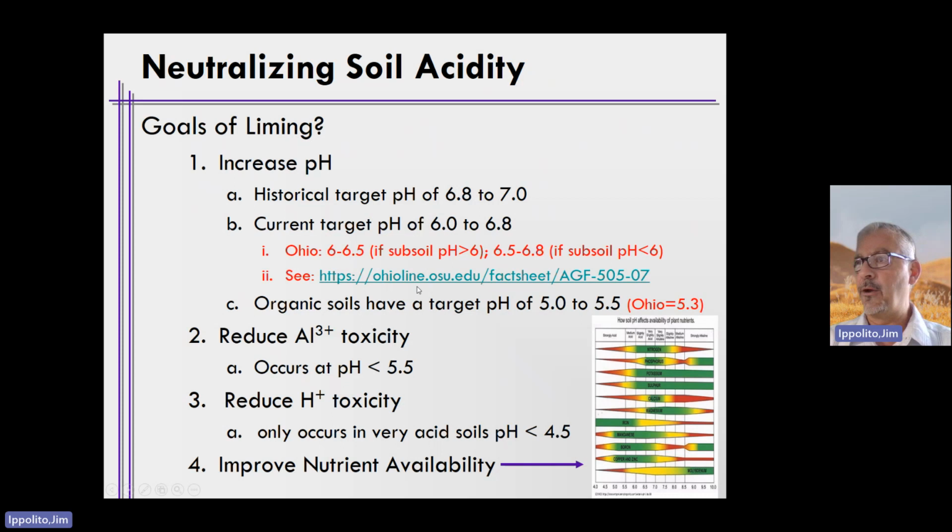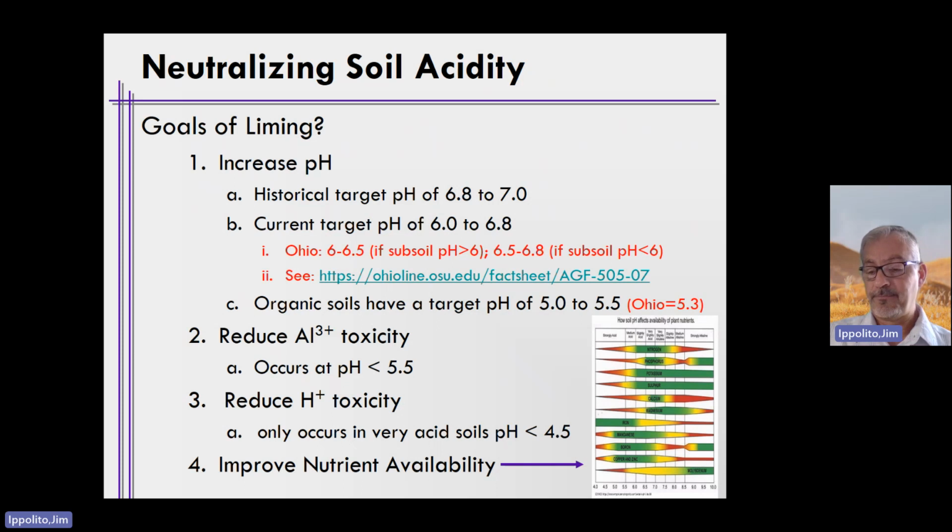And it's all based on this figure down in the bottom right-hand corner that we talked about at the beginning of this unit, right? There's a sweet spot somewhere in here that's probably around 6 to 6.5, where most of these elements are highly available. And thus, if you're at 5.5 or lower, you and your crops actually are missing out on available nitrogen, phosphorus, potassium, sulfur, calcium, and magnesium, right? These are all macronutrients needed in large quantities. So we lime to raise the pH for 4 different reasons and ultimately to improve nutrient availability.